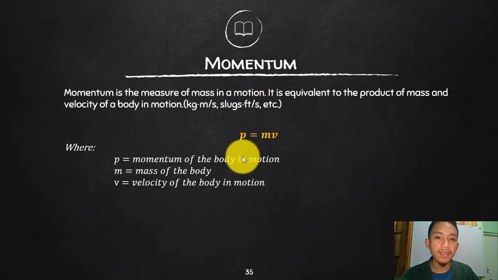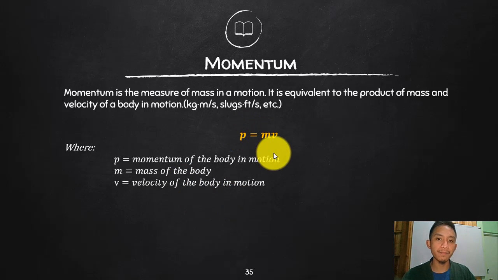So let's say p, or small p, will be our variable that will denote the momentum of a body in motion. And again, that is just the product. So let's say m is the mass of the body and v is the velocity of the body, then p is equal to m times v.